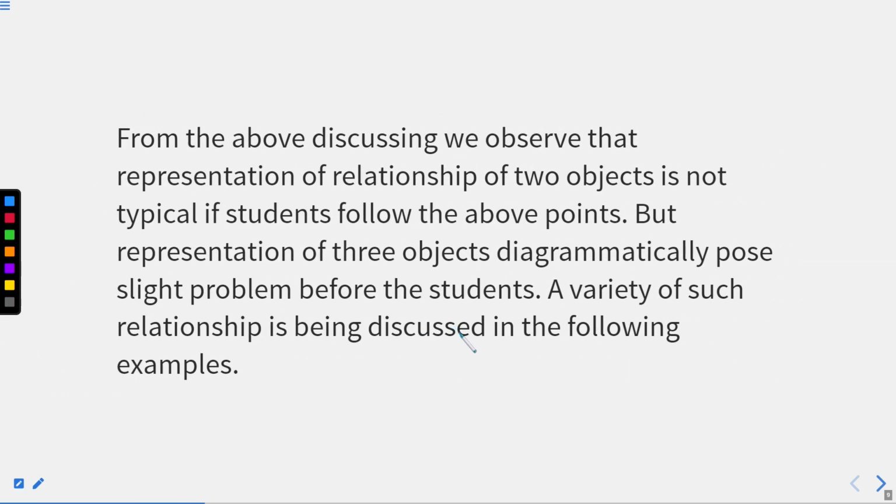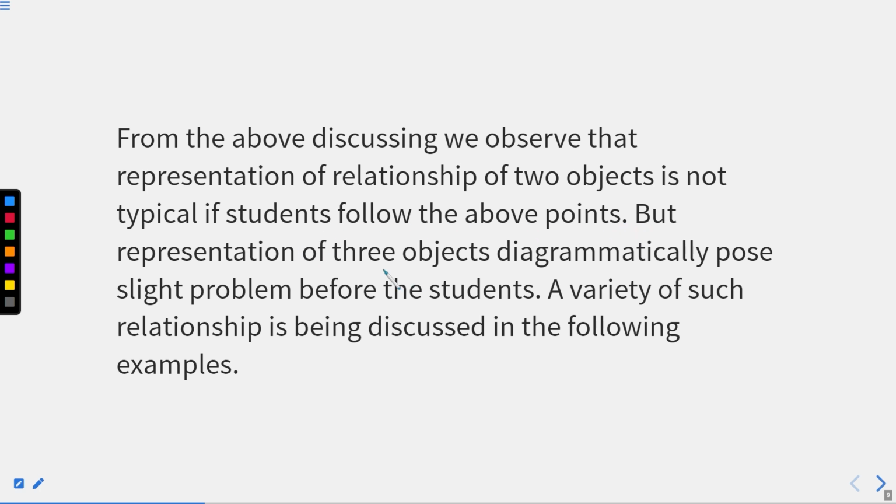Okay, there is an instruction before we start. From the above discussion that we did earlier, we observe that the representation of the relationship of two objects is not typical if students follow the above points carefully. So if you follow all the instructions mentioned and the instructions given by me very carefully, then you won't find any problem while solving the questions.